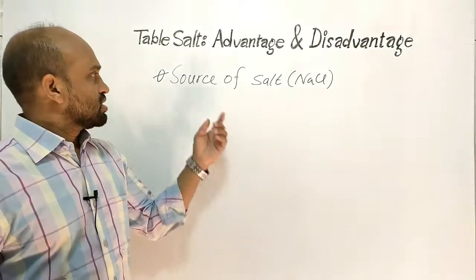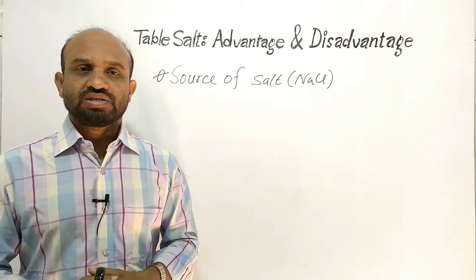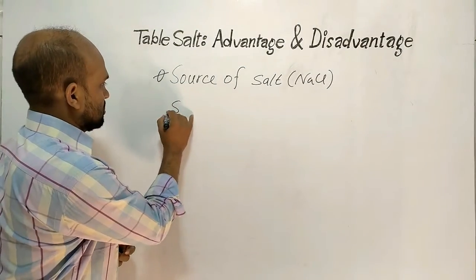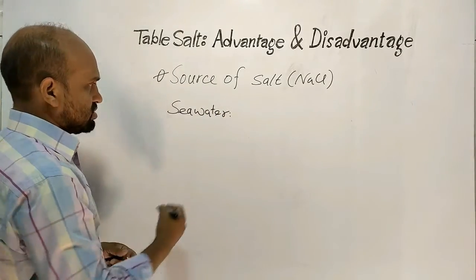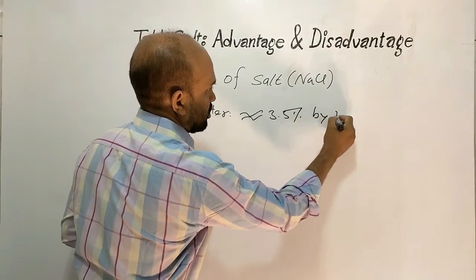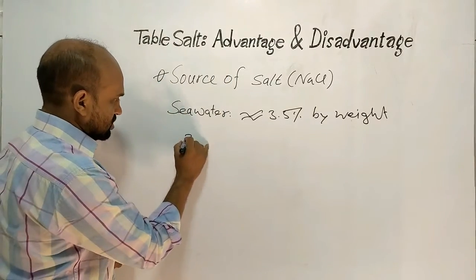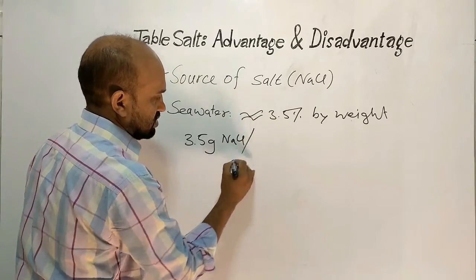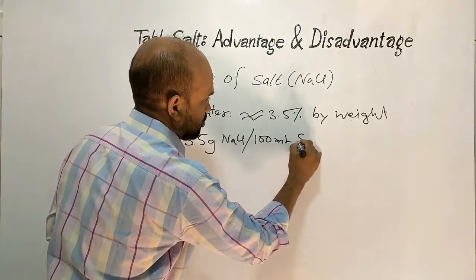Now the point is source of salt, sodium chloride. Seawater is the main source of sodium chloride. That contains around 3.5% by weight. That means 3.5 gram sodium chloride is present in 100 milliliter seawater.